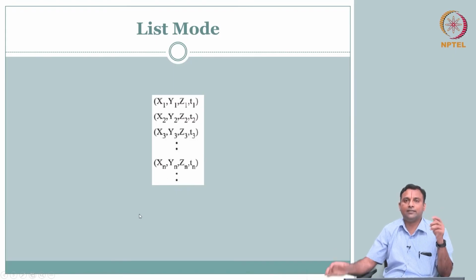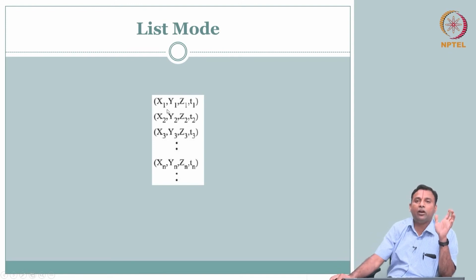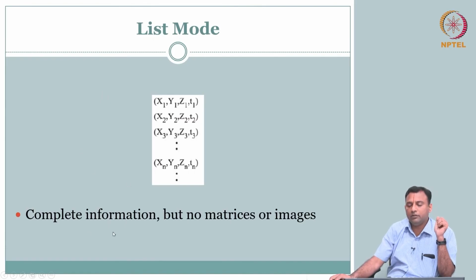The advantage of this is that it is raw data that is well organized. Of course, it will have only events that have passed the Z-pulse analyzer, those events that you think are going to contribute, because your x and y you anyway calculated only for those events. So this is your list mode. It has complete information, but no matrix or images. This is just a list, you print it out, you look at it.